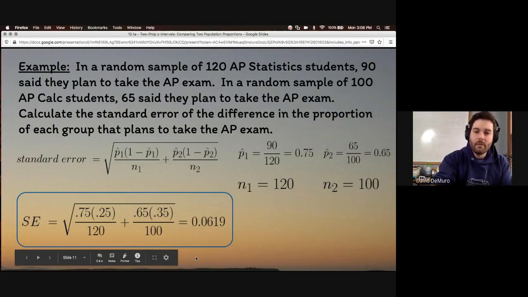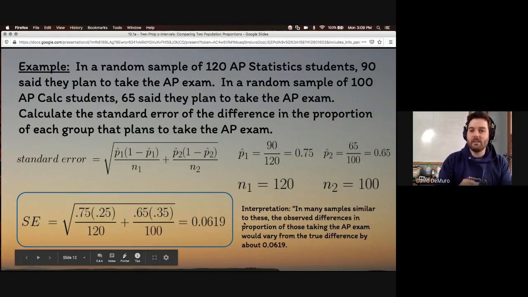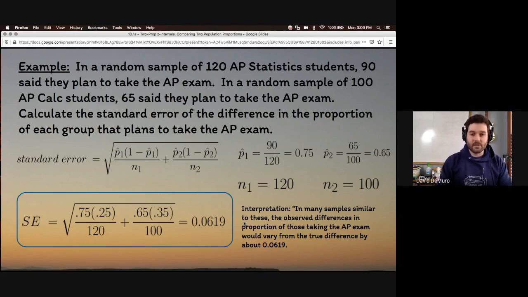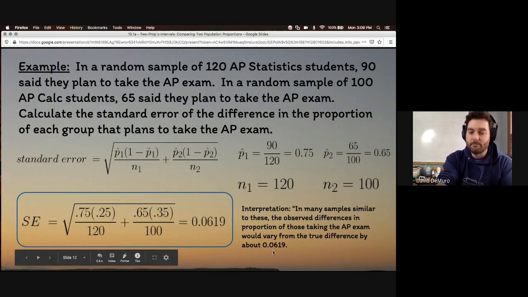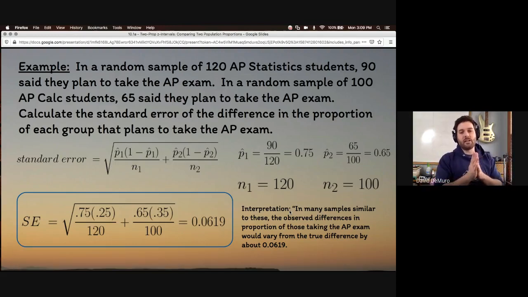0.0619. What that means is that in many samples similar to these ones that we took, the observed differences of proportions taking the AP exam would vary from the true difference by about 0.0619. So if we took a bunch of different samples like these, the difference between the groups that we would see would vary by around 6% or so.